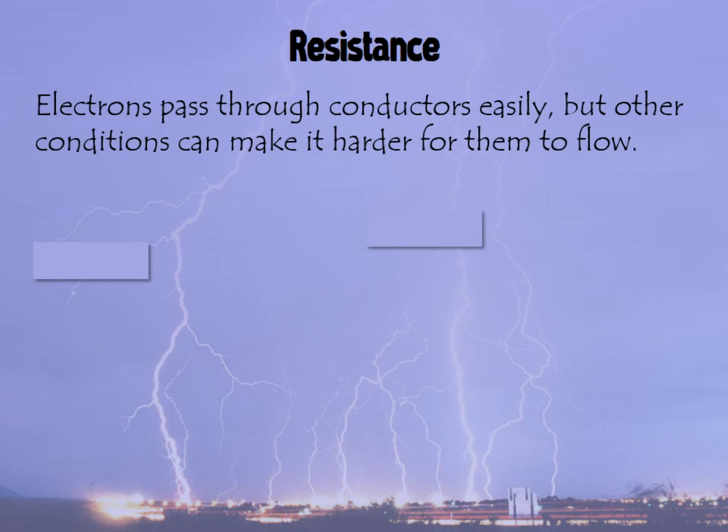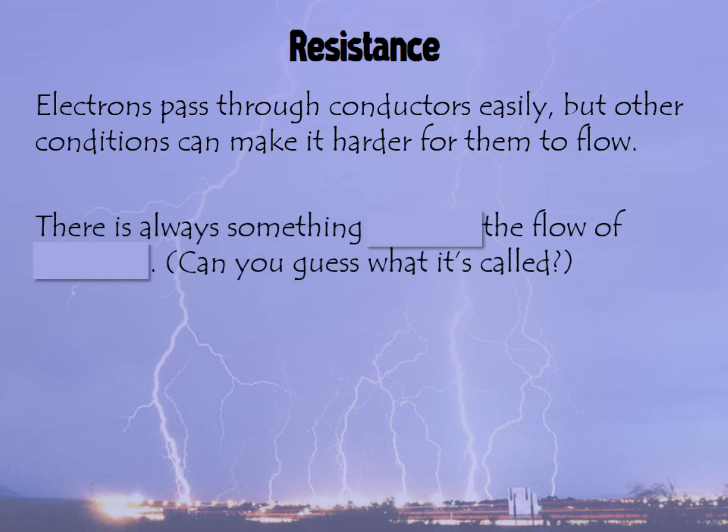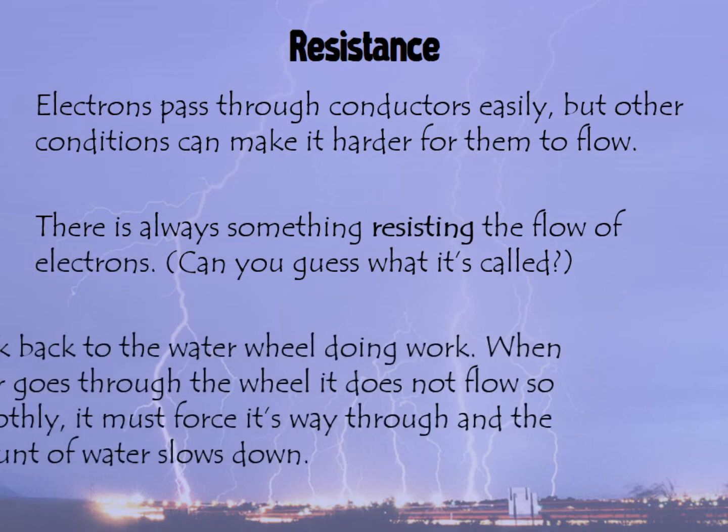So, as we have said, electrons pass through conductors quite easily, but other conditions can make it harder for electrons to pass through any material, conductor or insulator. There's always something resisting the flow of electrons. What do we call this property? Well, you might be able to guess.